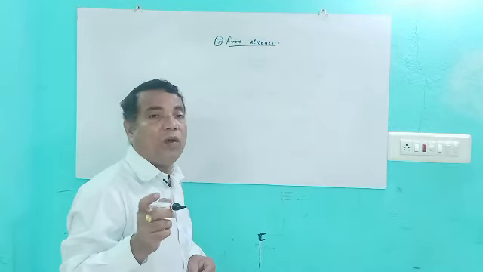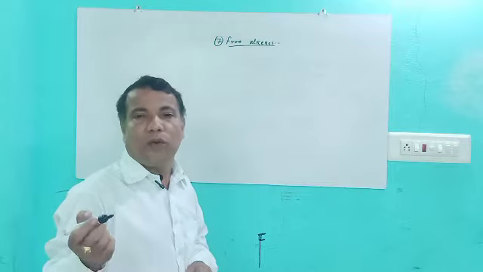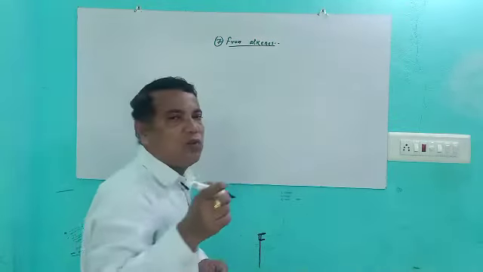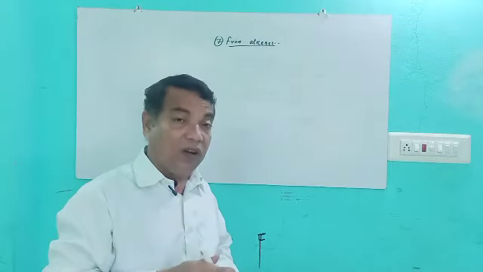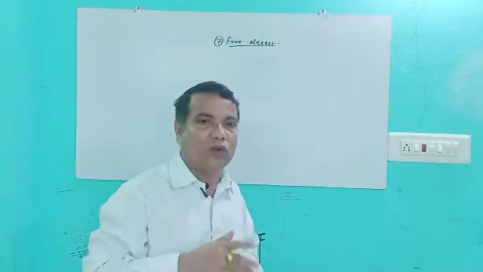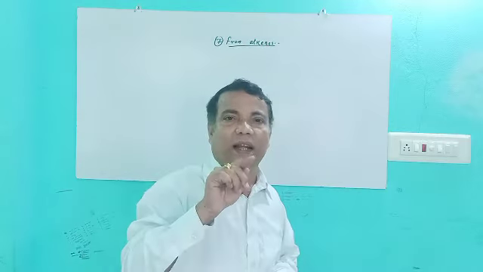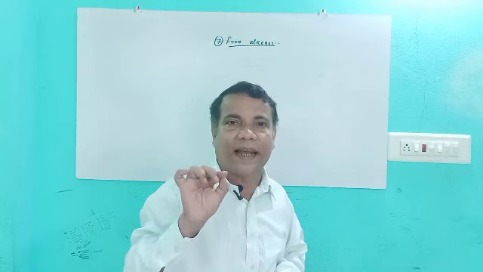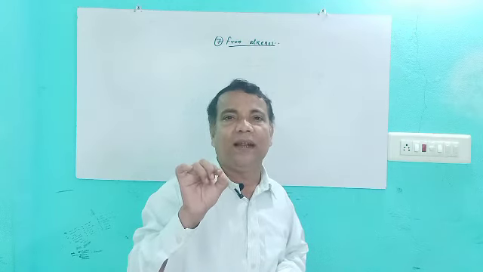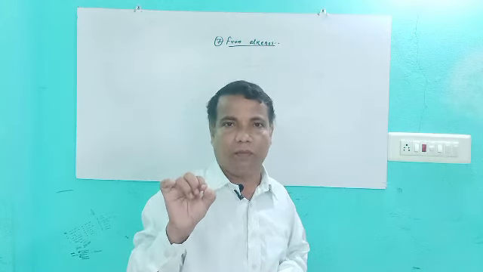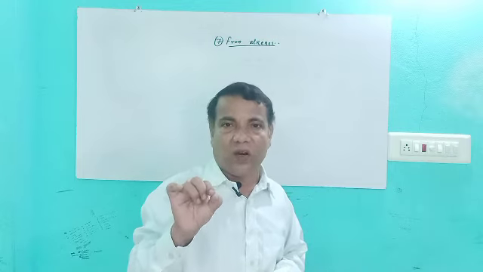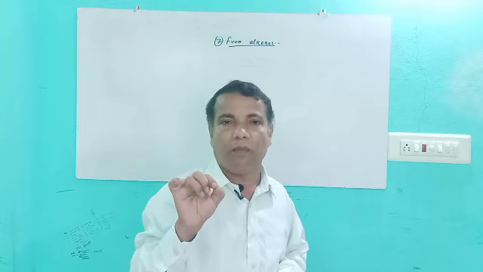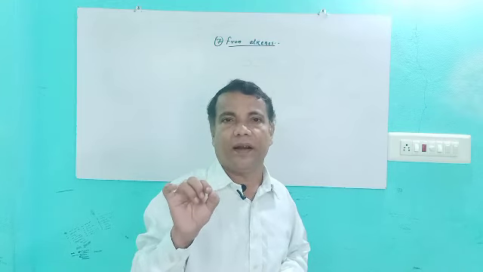Coming to the first one, how can you prepare an aldehyde? Suppose we take ethylene, CH2=CH2. When ethylene reacts with ozone, first an unstable cyclic compound, ethylene ozonide, is formed, which on hydrolysis in presence of zinc forms formaldehyde.